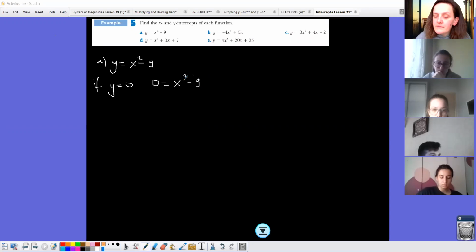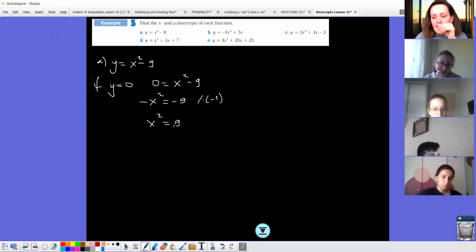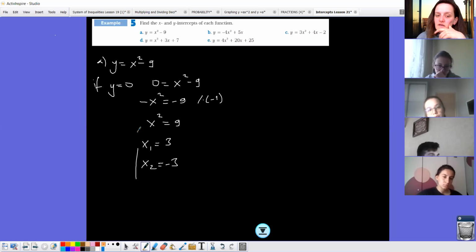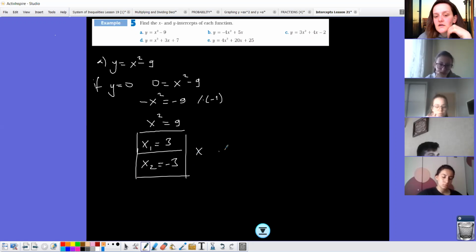So we can take minus 9 to the other side, or x squared to the other side. It will be the same thing. Minus x squared is equal to minus 9. So multiply by minus 1, x squared will be equal to 9. Plus minus root of 9, x1 will be 3, x2 will be minus 3. So these are the x-intercepts.